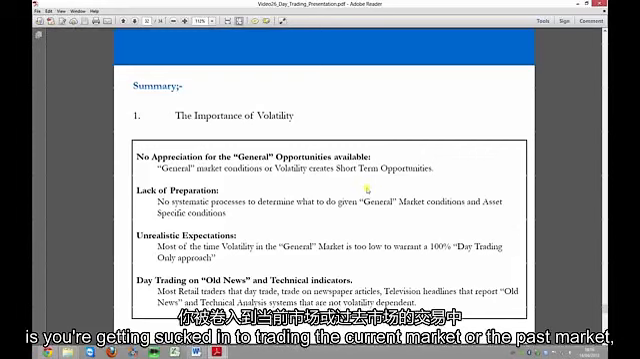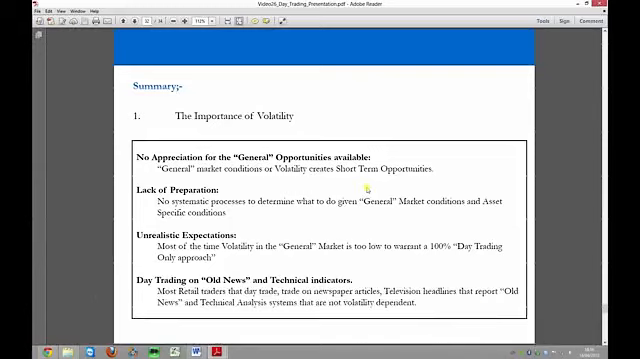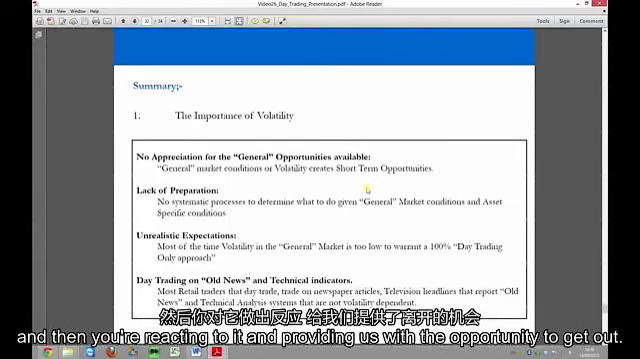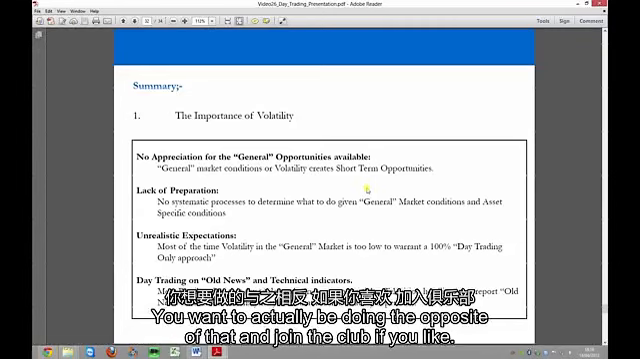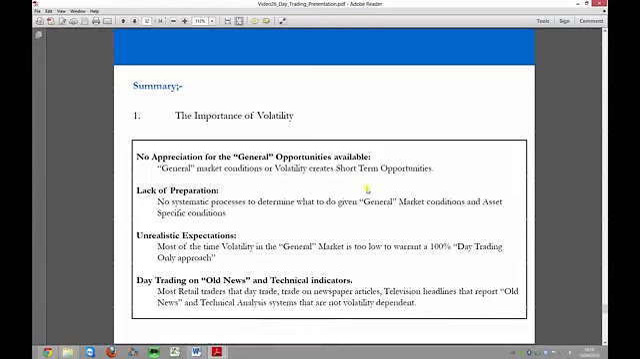As in, what you're doing is you're getting sucked in to trading the current market or the past market, and you're just providing professional traders with the liquidity to get out of situations that have already occurred, which they predicted at some point in the past and are now actually news. And then you're reacting to it and providing us with the opportunity to get out. You want to actually be doing the opposite of that and join the club, if you like, of professional traders whose job it is to predict the future.